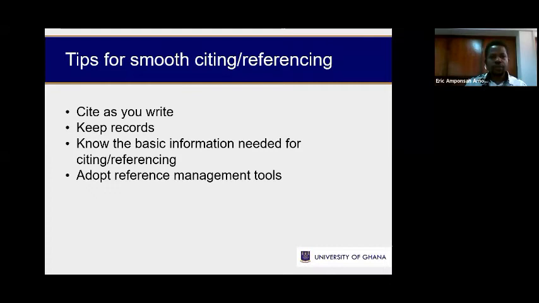So, tips for smooth citing and referencing. Cite as you write. As I mentioned earlier, immediately you quote, please cite immediately. That's what we mean by cite as you write. Never say, let me type the reference when I come inside. No, you do it. If you use Mendeley, for instance, all you need to do is ensure that you insert the index, and the reference list will be generated for you automatically. So it takes away some of these challenges. If that's not the case, please follow suit and do it immediately.